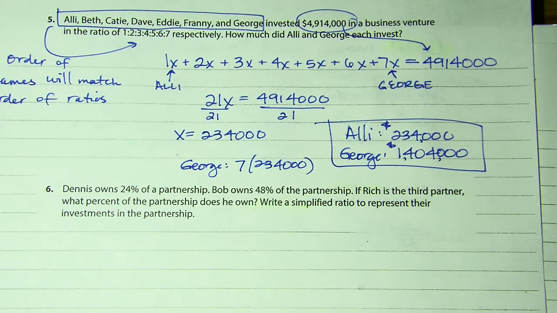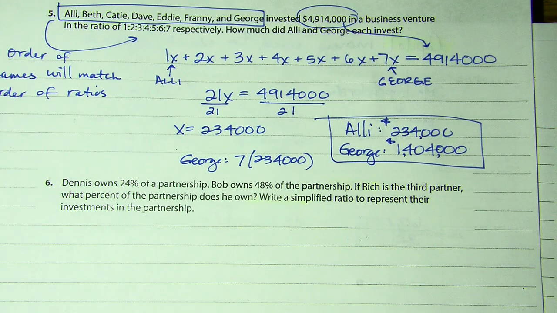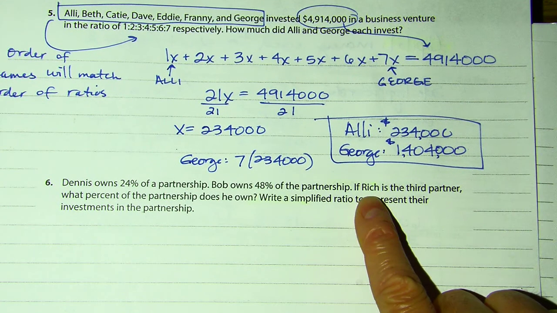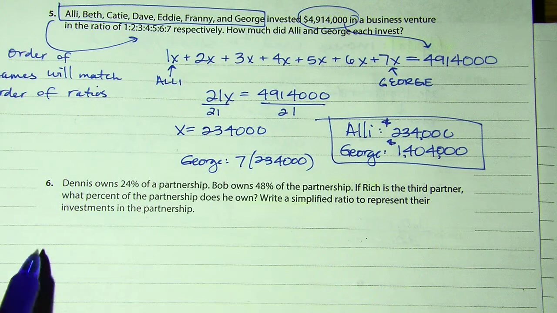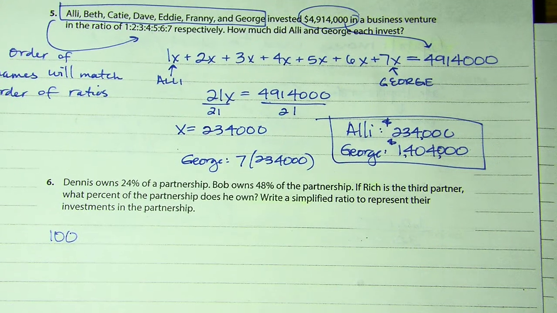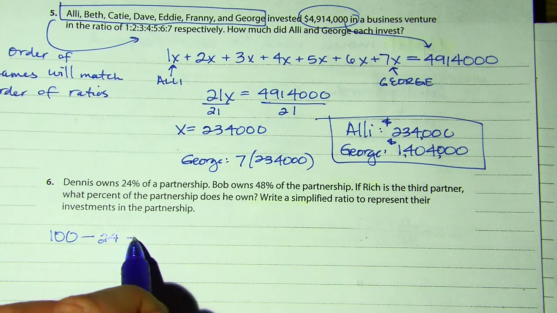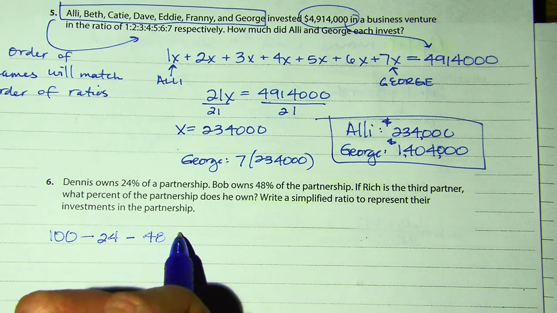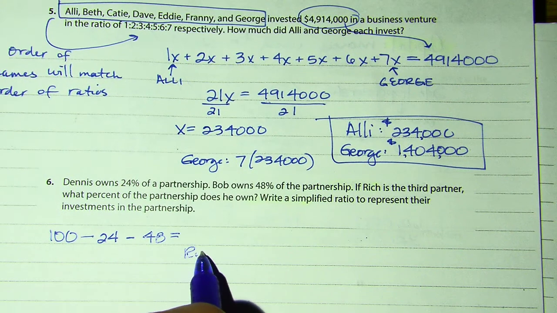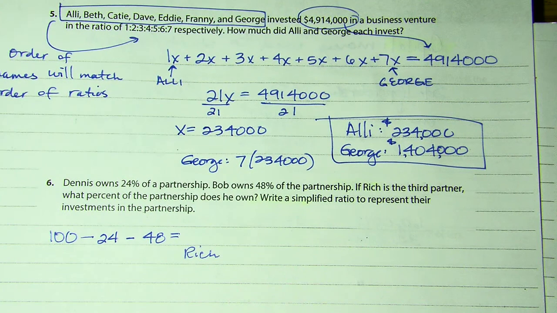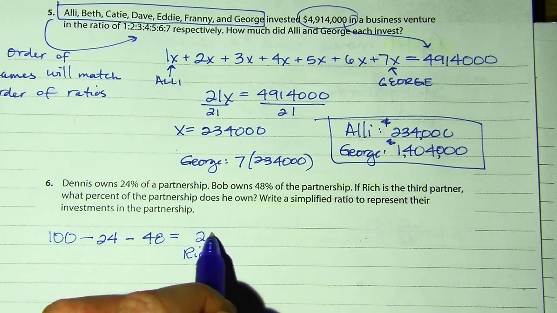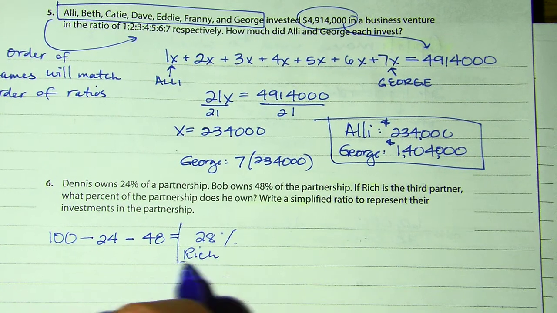Number 6, Dennis owns 24%, Bob owns 48%. If Rich is the third partner, what percent does he own? So 100 minus Dennis, minus Bob, and that will give us the amount that Richard owns. So if you subtract those three, Rich owns 28%.